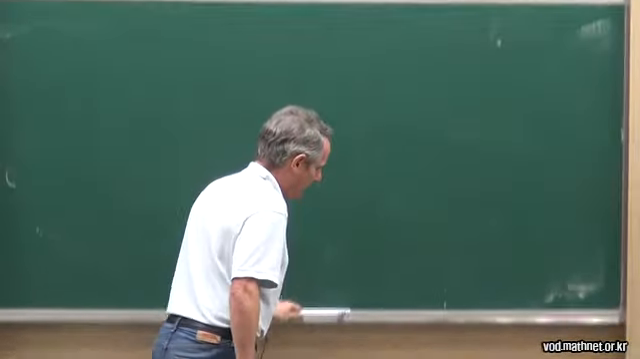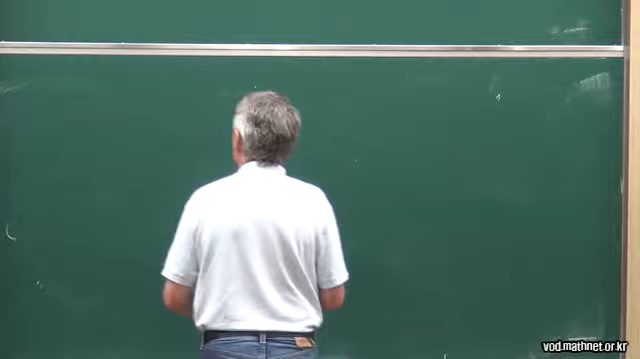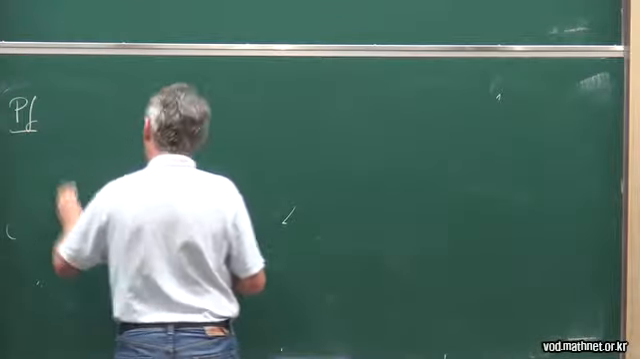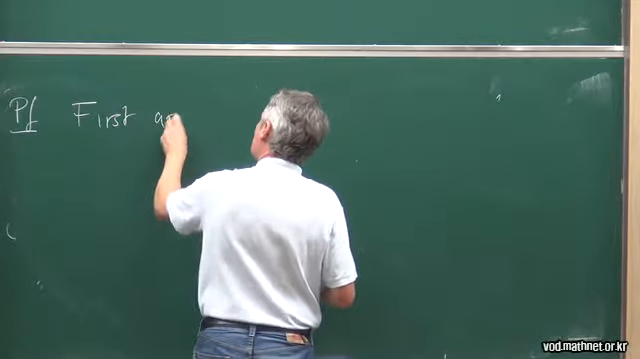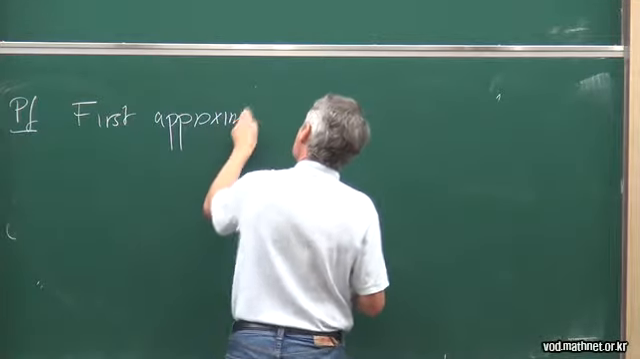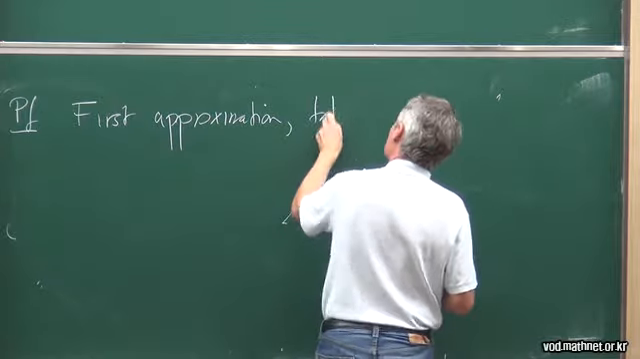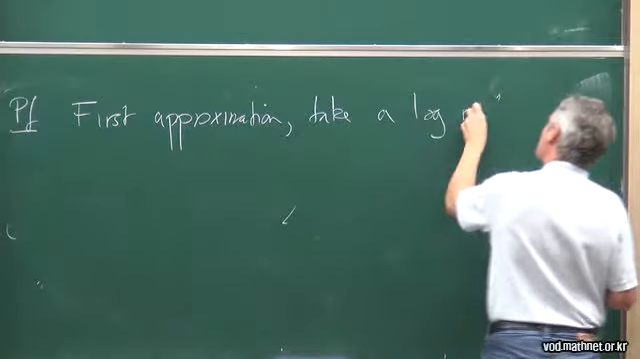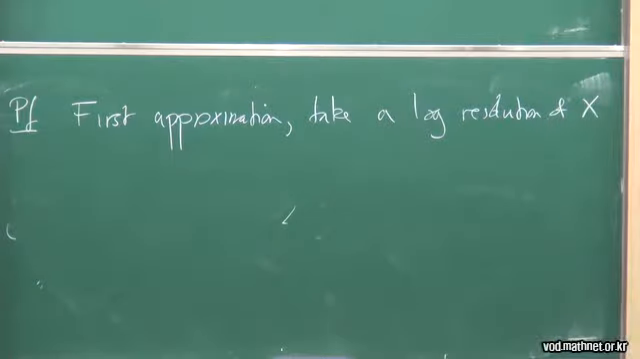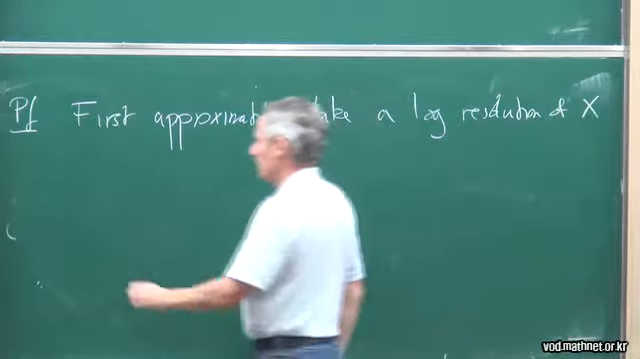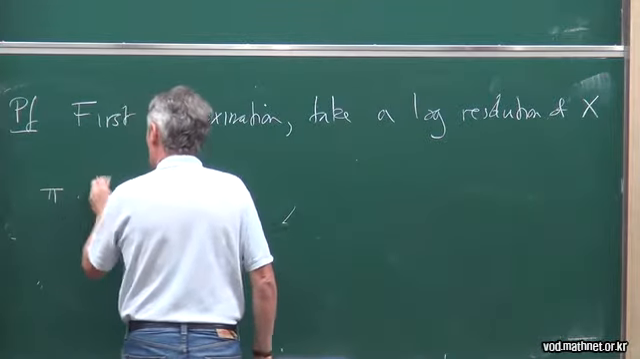So with that said, let me explain how you prove this theorem. As a first approximation, take a log resolution of X. Chow's lemma says that you can blow up and get something projective, then you resolve that, and then you get something with lots of exceptional divisors.